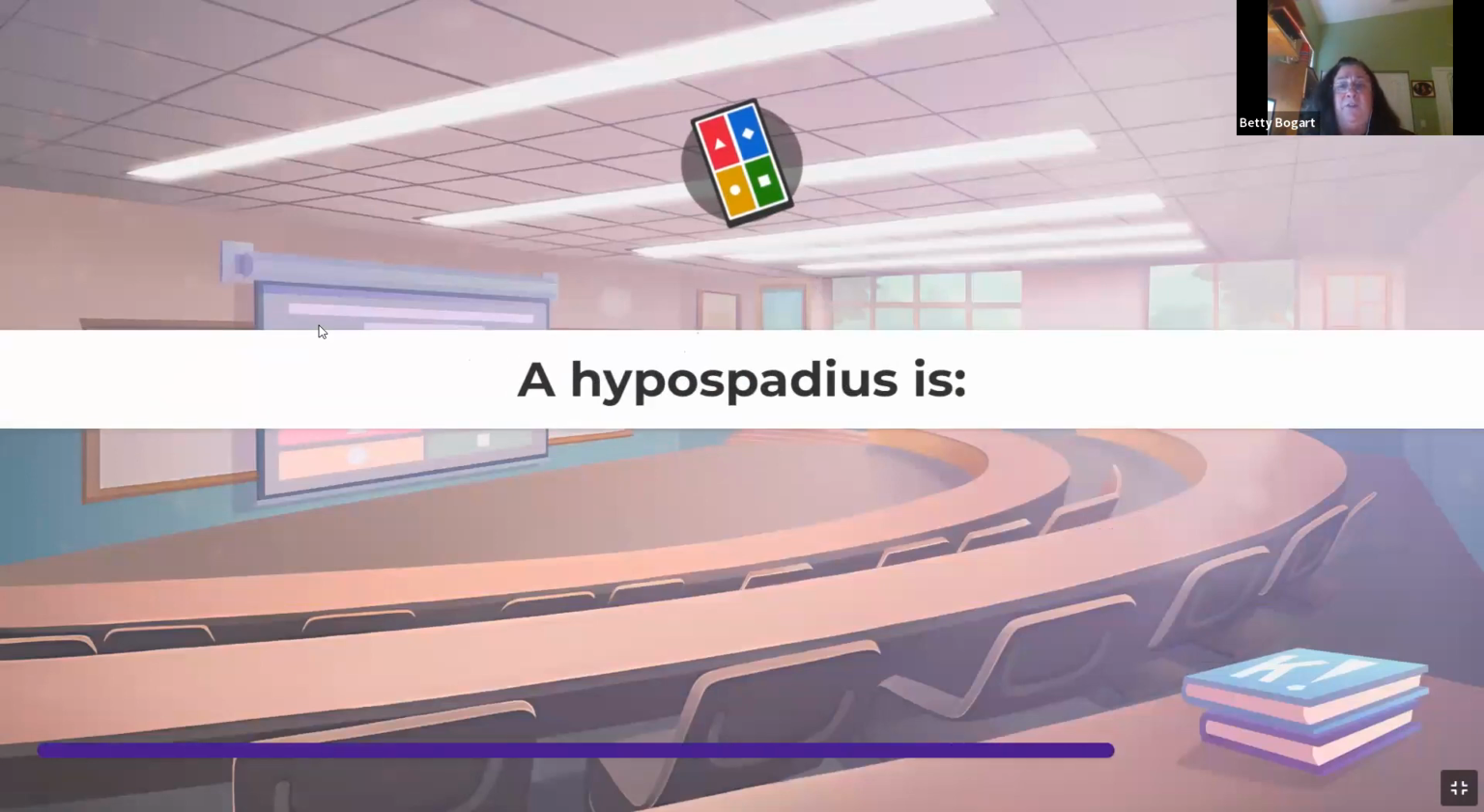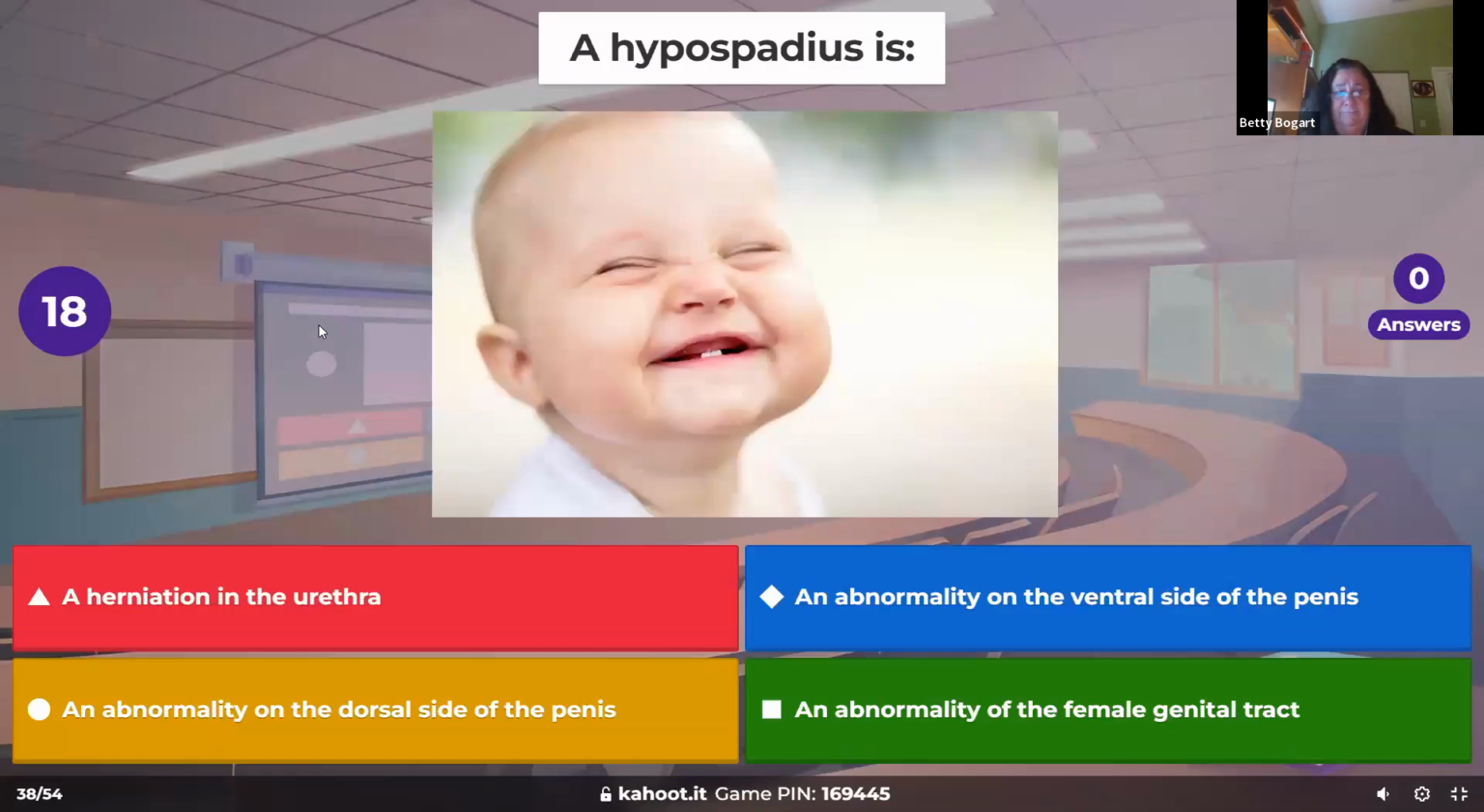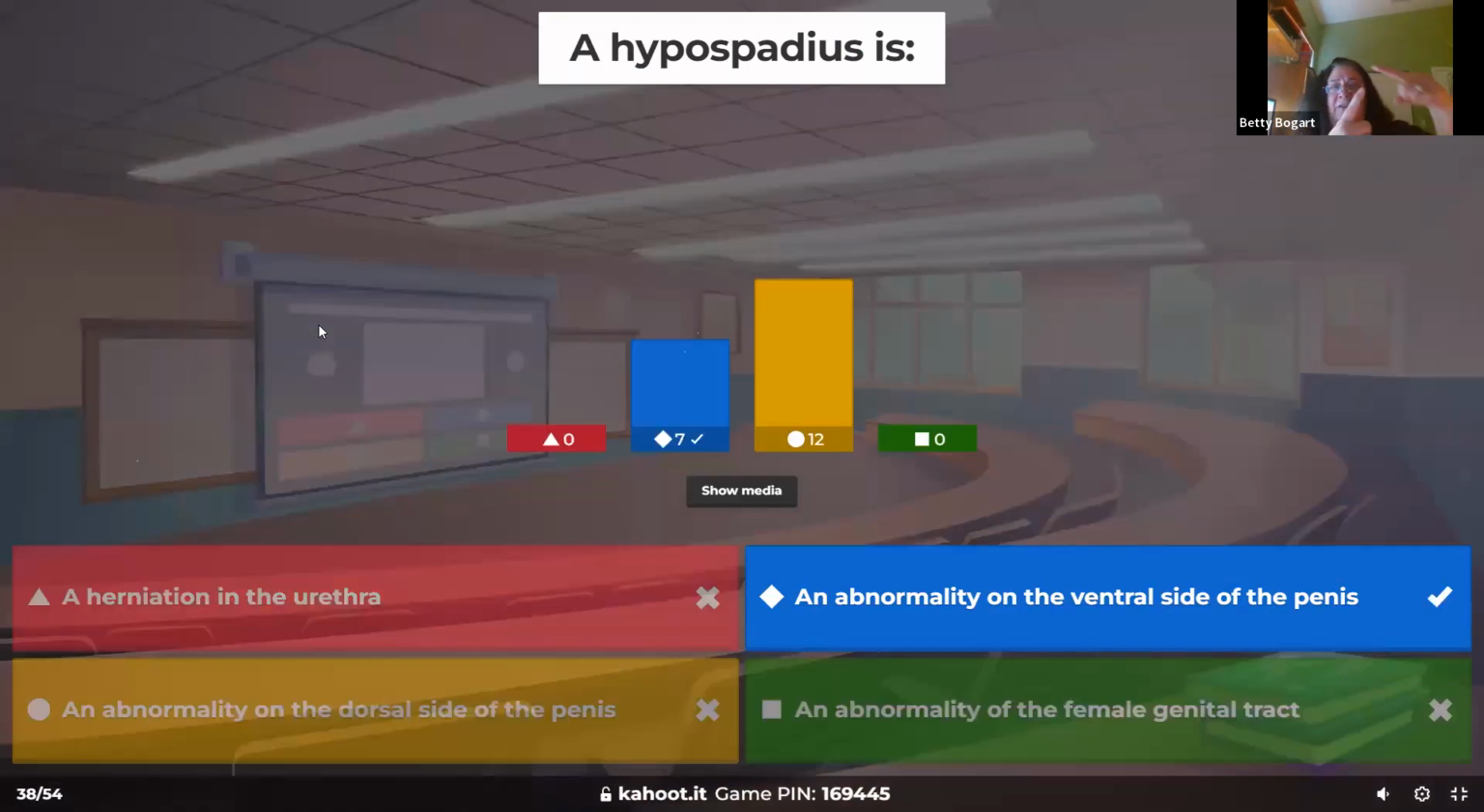A hypospadias. And we have an epispadias and a hypospadias. It doesn't come out the end, the urethra on a male, right? So is it dorsal or is it ventral? And it's on the ventral side of the penis, okay?